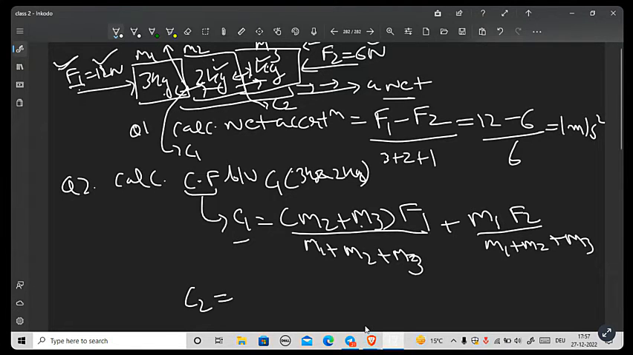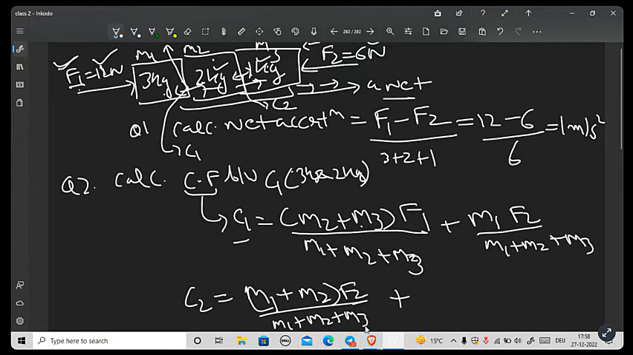The contact force between 2 kg and 1 kg is now responsible for pulling both the 3 kg block and the 2 kg block towards the right side. That means the F2 force is responsible for pulling M1 and M2 towards itself. So I will simply write that this contact force between 2 kg and 1 kg is responsible for pulling M1 and M2, which was F2, towards the right side. And the total mass remains common.